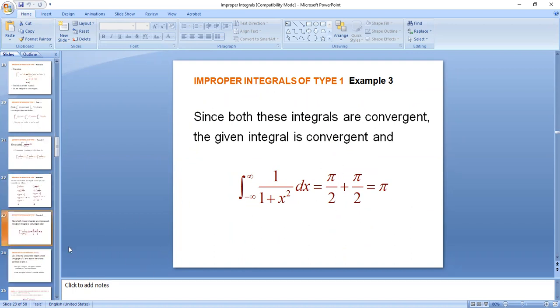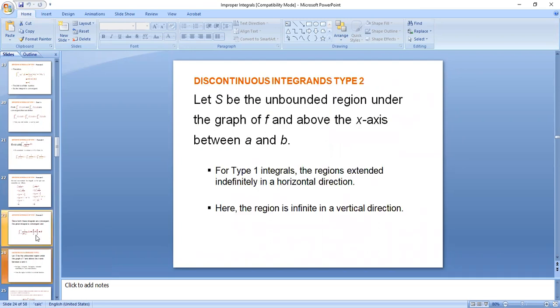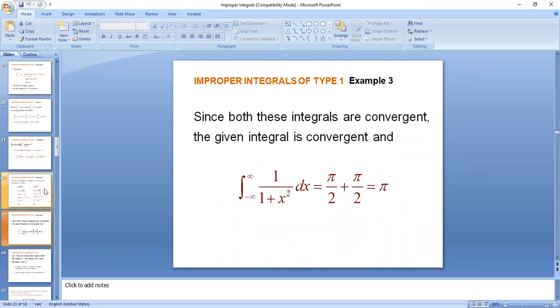Now these 3 constitute type 1. All these 3 cases are under type 1, where the limit or limits of integration are infinite. Okay? Any questions so far here? Anyway, this is just a review of what we discussed last meeting before I go to type 2.